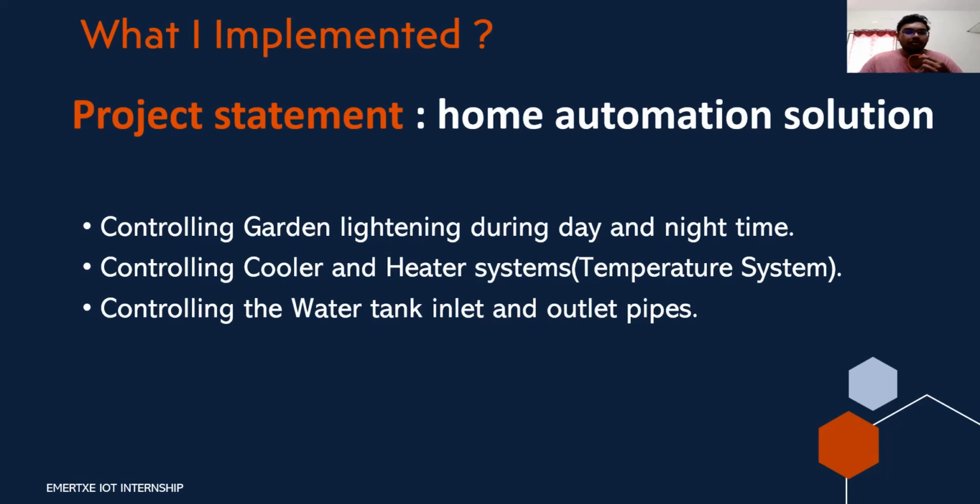The first one is controlling the garden lights during day and night time. It's very useful in daily use, because in the daytime the sun will be there, so there is no need of lights. When the sun brightness increases, the light will automatically turn off. At night time when the sun sets, the light will automatically glow slowly and become bright. So it is used mainly to save energy.